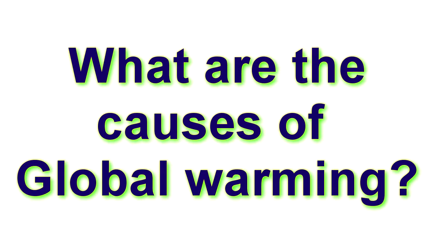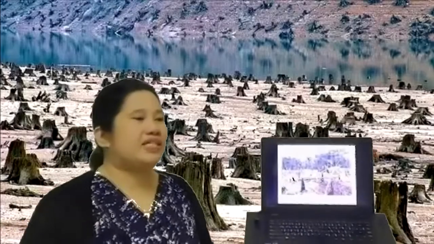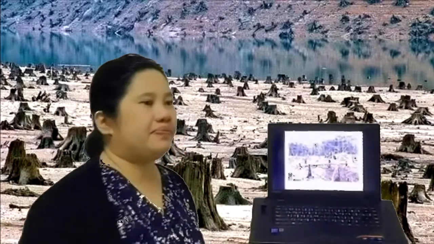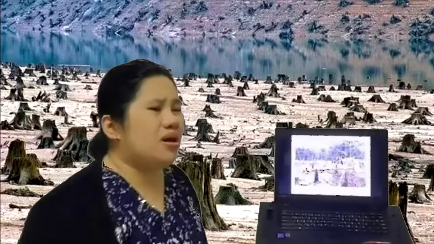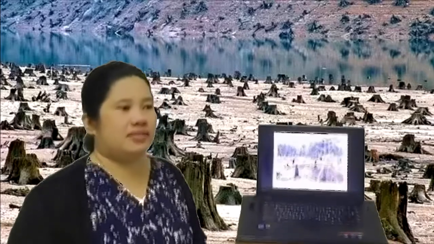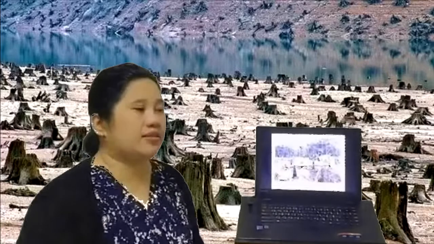Now, let's discuss what are the causes of global warming? Okay, what can you see in this picture? Please raise your hand if you know the answer. Okay, Marie? Okay, cut trees from the mountain. So, do you think what will happen if we cut all the trees from the mountain? Yes, Ruby? Very good, soil erosion.